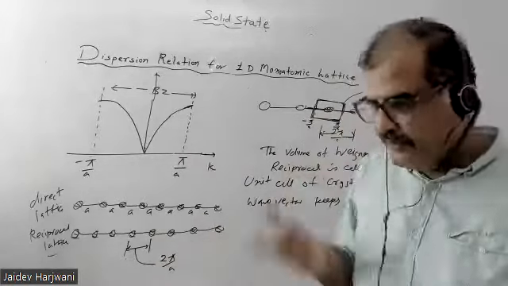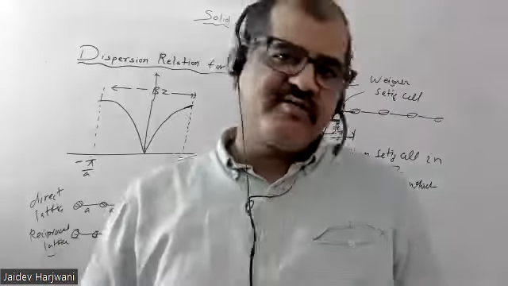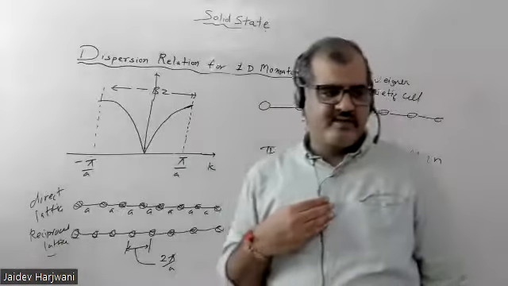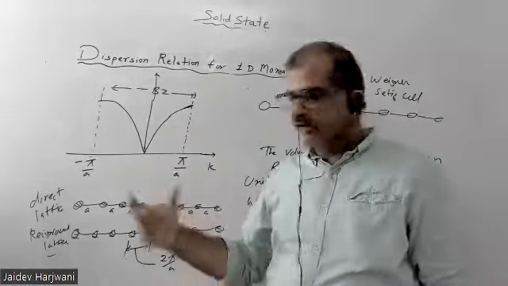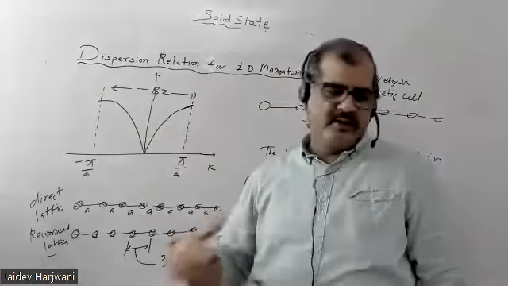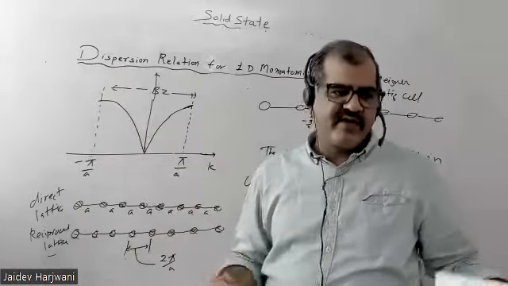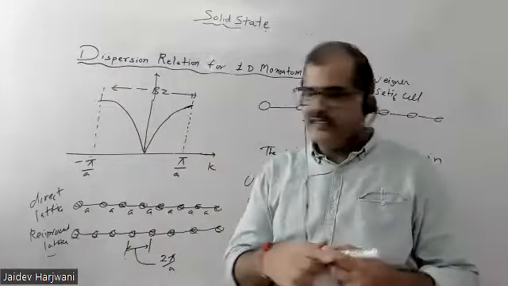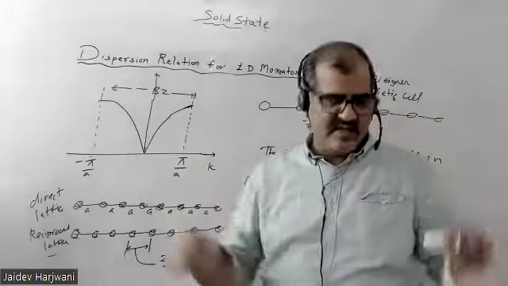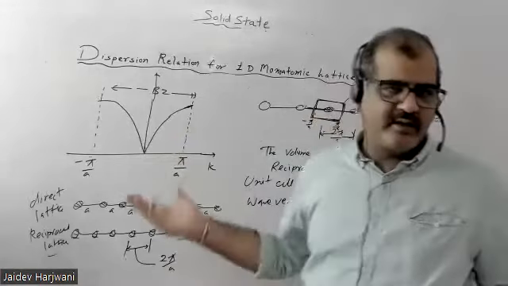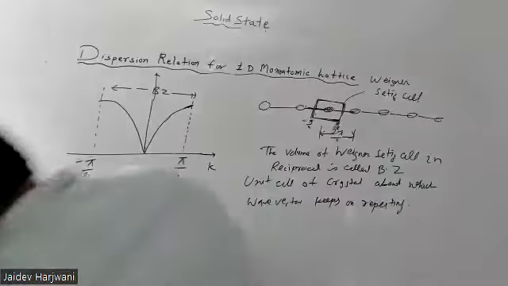So if we know the properties of this unit cell, we can know the properties of the whole crystal, because any property which depends on k is periodic. If I calculate the properties in this region, by symmetry I can know the properties of the whole crystal. That's why we always study the Brillouin zone. We are only focused on this small region. Once you know this small region, we can know everything about the crystal. That's where the concept of the Brillouin zone comes from.